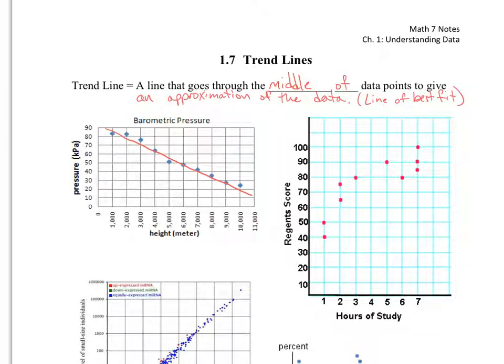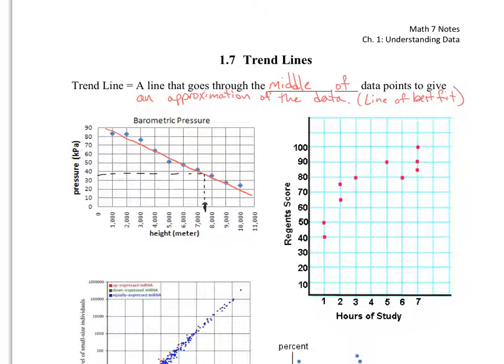Why do we want this? What's the point? So what if I said to you, what would you estimate the barometric pressure at 7,500 meters? Let's say 40. I would go up to the line here, and then I would go over to the pressure. 38, 39, somewhere in there. That line of best fit helps you estimate.